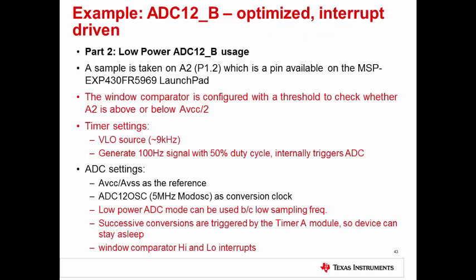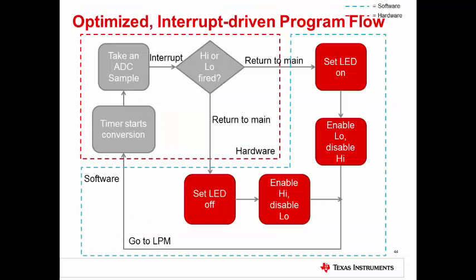This example performs the same functions as the previous one, but instead of using the CPU to trigger the ADC, it uses a timer at 100 Hz. And it also uses the window comparator to perform the comparison in hardware. In this flow diagram, we can see that the hardware is performing more functions.